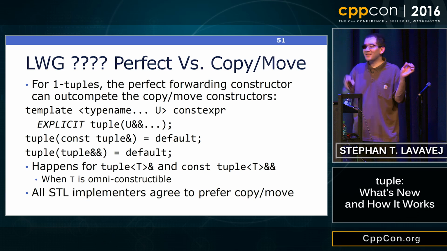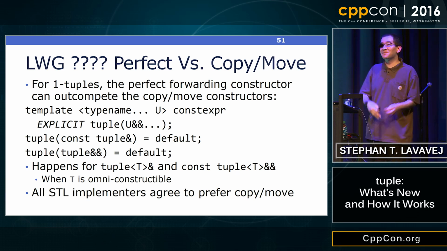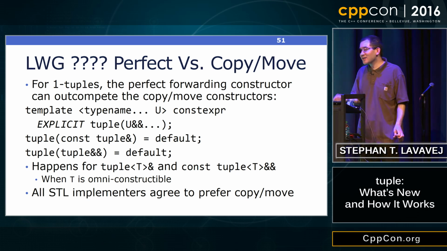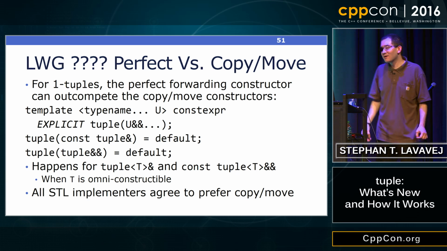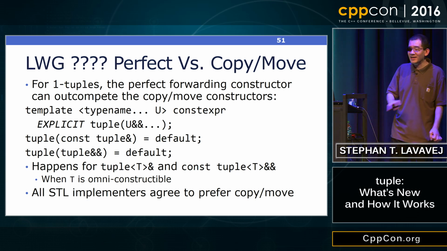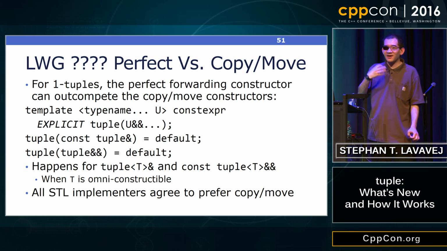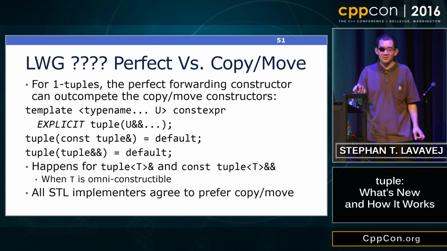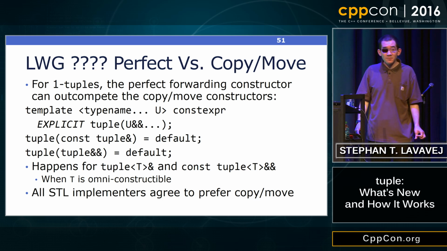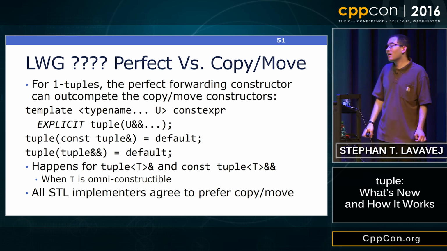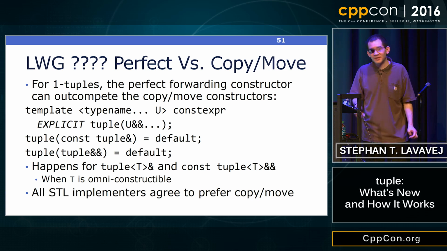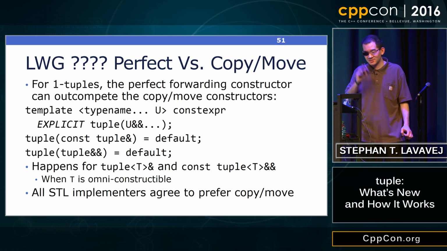And finally, there's something that hasn't even been filed as an issue yet, but it turns out the perfect forwarding constructor can actually outcompete the copy/move constructor, which is totally not desired by anybody. And although we have not actually filed an issue yet, all of the standard library implementers agree that the copy/move constructor should win in this case. And we have updated our implementations to do that, even though the standard doesn't yet say so.